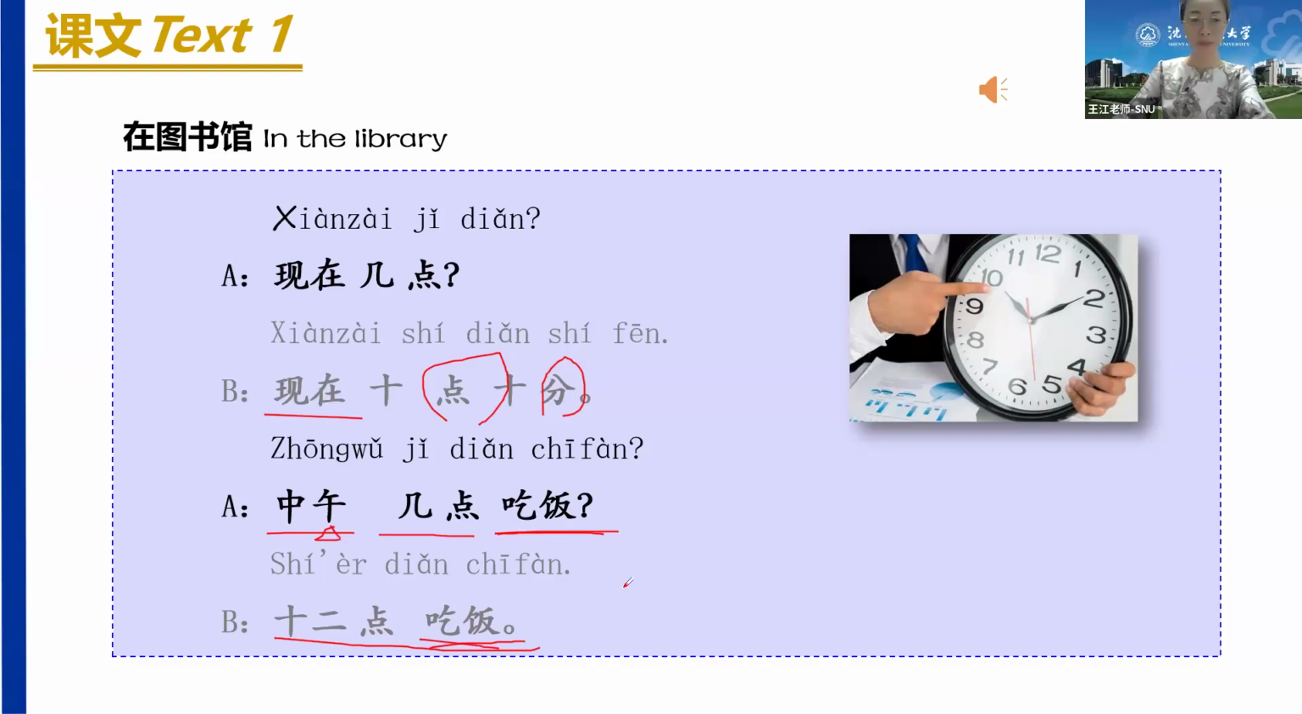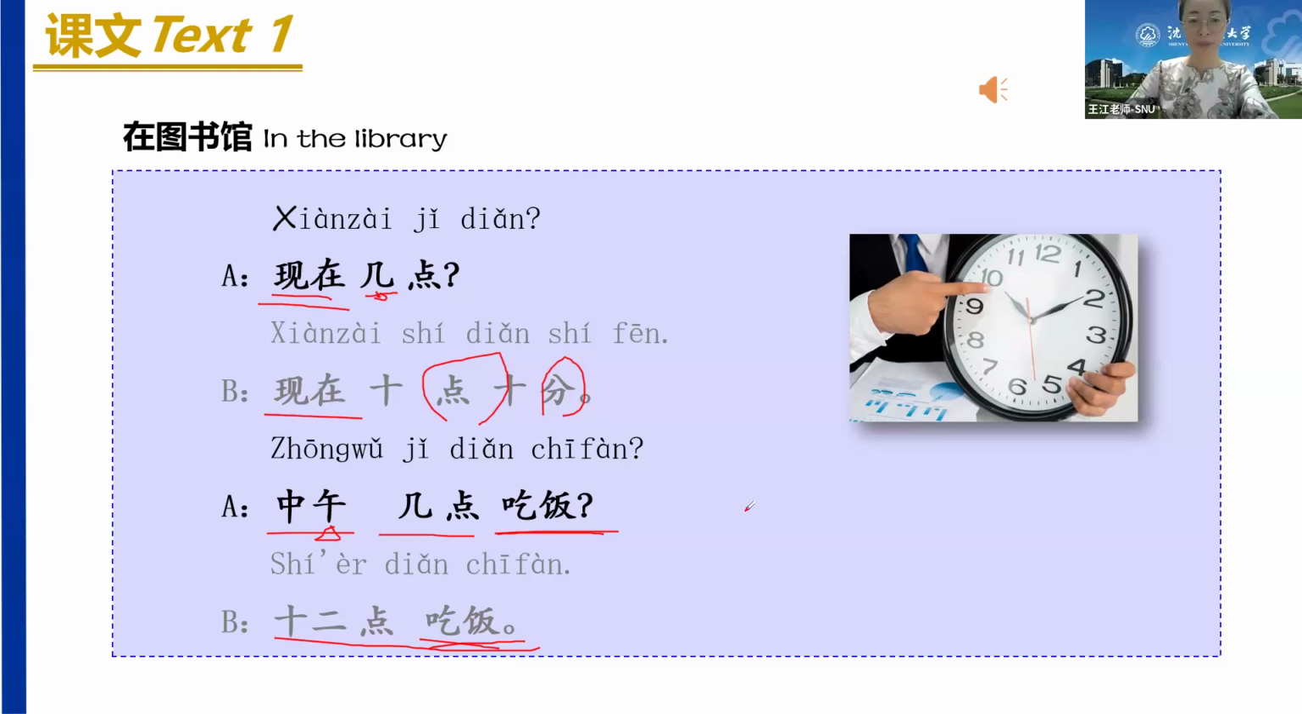Okay, so 现在几点？几 is used to ask about a number, but the number is usually less than 10. 几点 is used to ask about the time. What time is it now? 现在 means now. 现在10点10分, we use 点 to express the o'clock and 分 to express the minute. So 10点10分 is 10 o'clock 10 minutes. It's 10 o'clock and 10 minutes now.